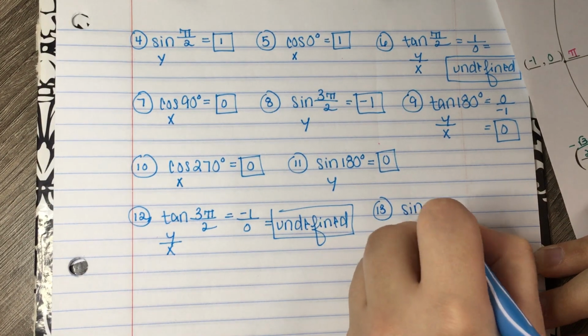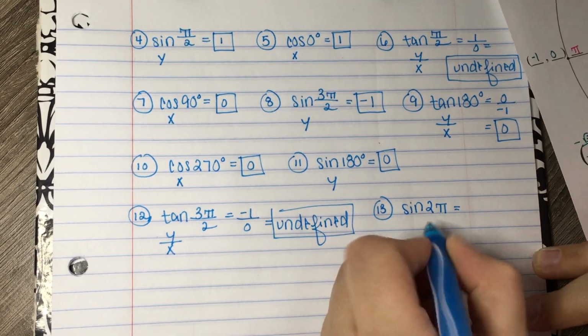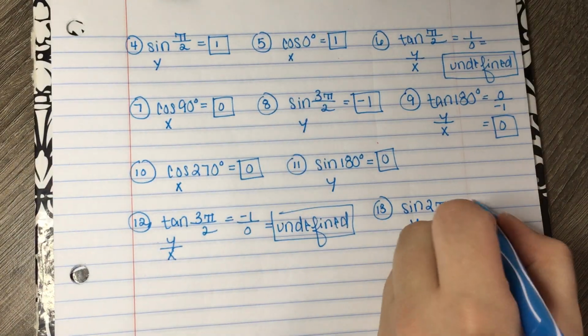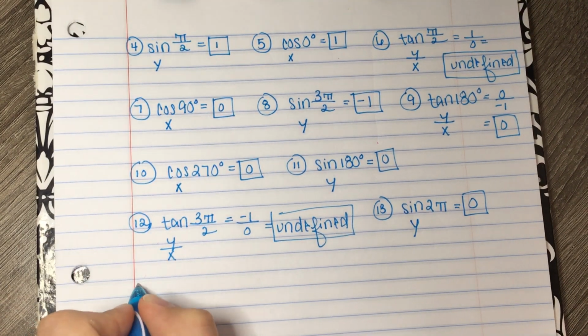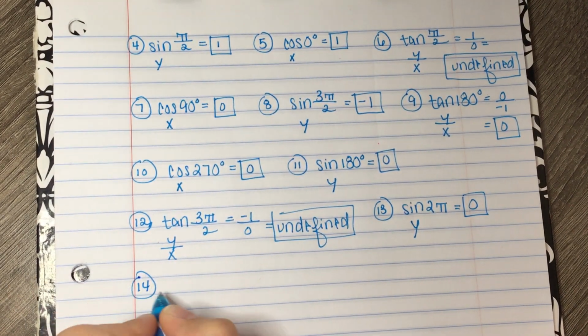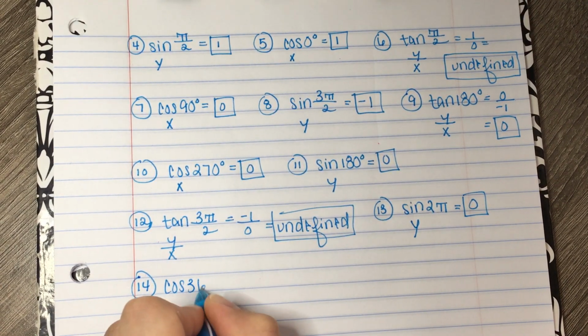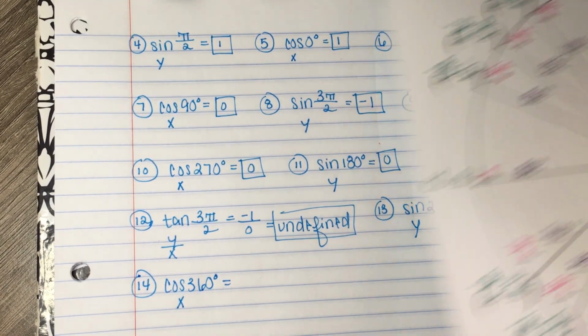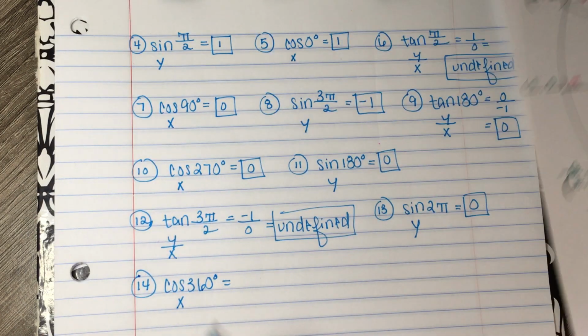We're going to do sine of 2 pi. That's going to be our y-coordinate. We're going to find 2 pi on our unit circle, and here it is. My y-coordinate is 0. And then 2 more to go here. We're going to take a look at 14. We're going to do cosine of 360 degrees. And 360 degrees is the same as 2 pi. And I'm looking at my x-coordinate now, and my x-coordinate is 1.